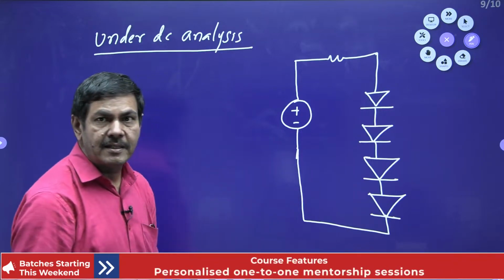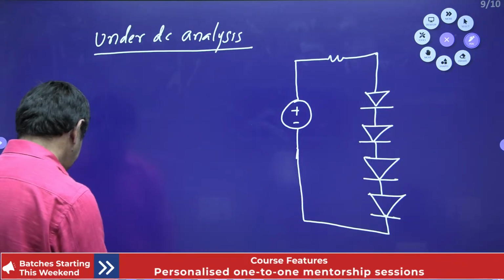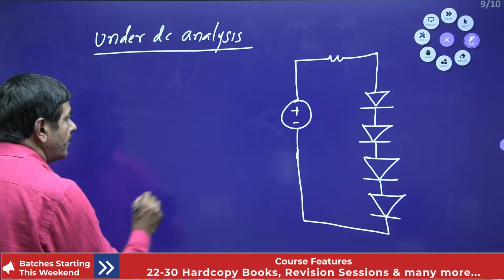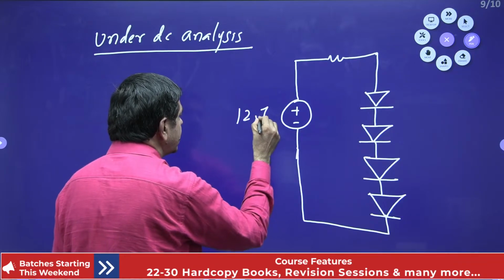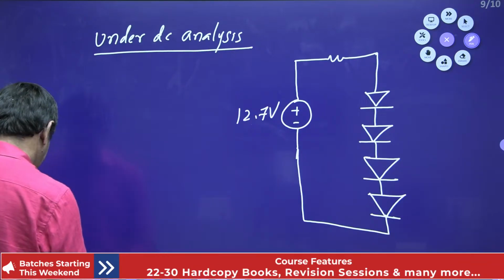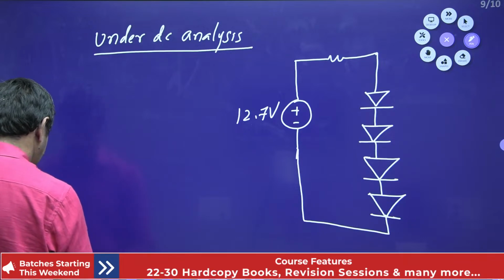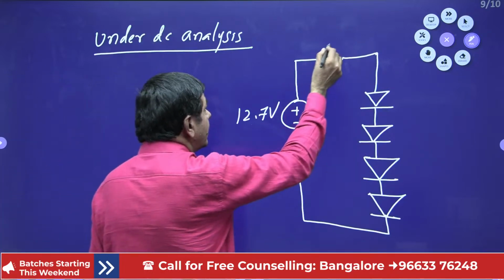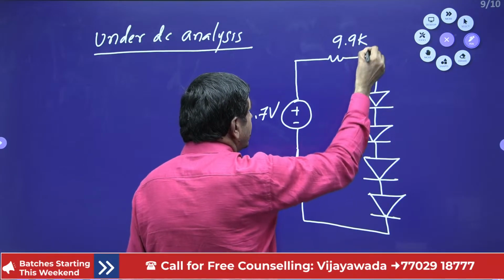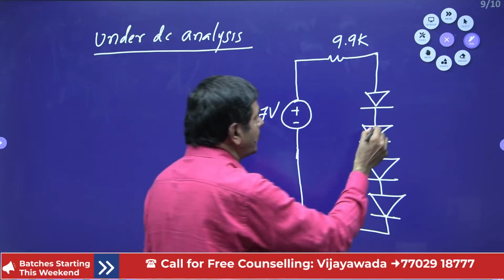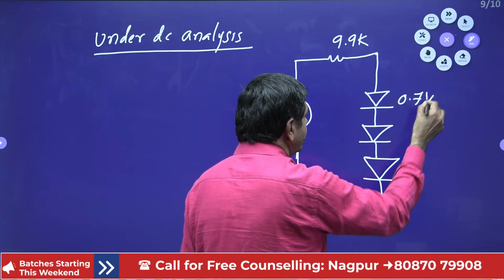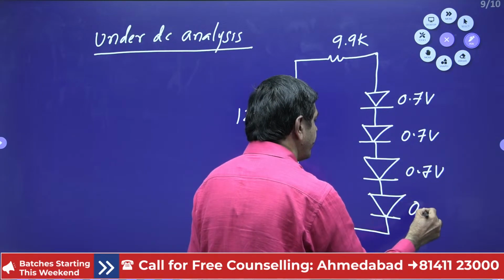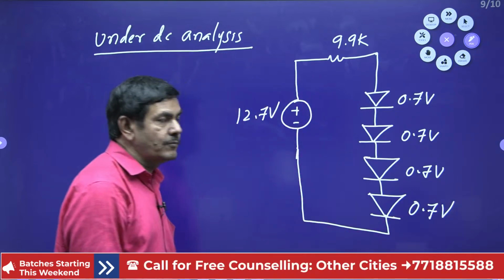The 4 diodes are connected here now. And the DC source given here is 12.7 volts. The resistor given here is 9.9K. The drop across each diode is nothing but 0.7, no doubt. Not given means they were all made up of silicon only. Drop across each diode is 0.7 volts.